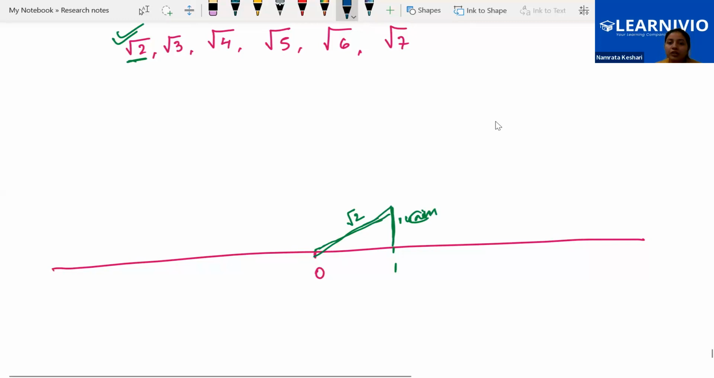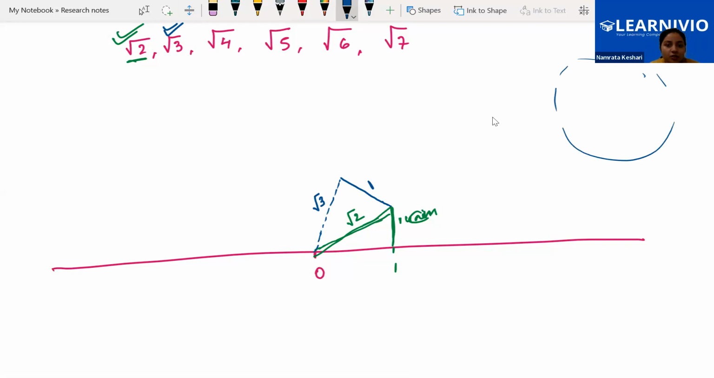In this diagram only we can make root 3 also. Here we will drop a perpendicular of 1 centimeter, and if we join like this, it will be root 3, right? Yes, ma'am. We are done with root 3. Root 4 we have to locate. Here only we can locate root 4, because if the instruction is to locate all these square roots using one diagram only, you will get a circle type of diagram.